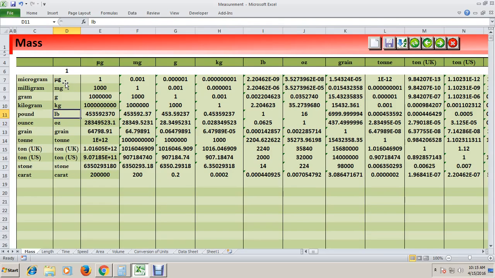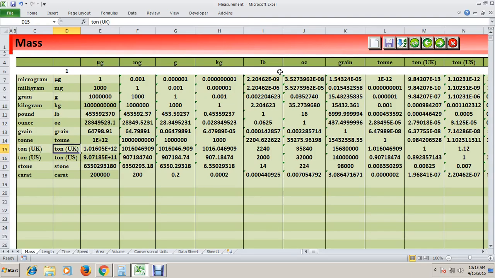So the Latin word libra was used to represent the symbol for the pound, since the idea is that for masses, you need to weigh the masses. Okay, so ounces, you have grain, ton, stone, and carat.